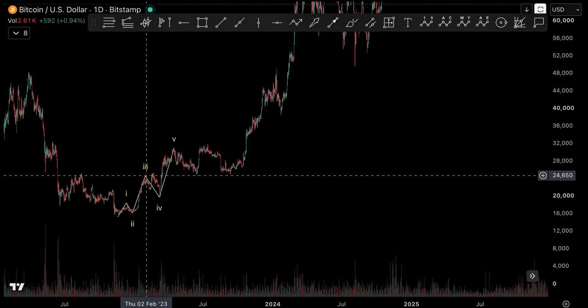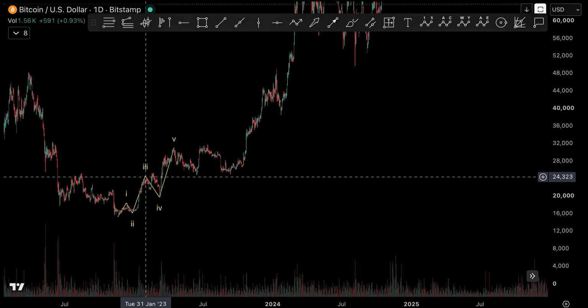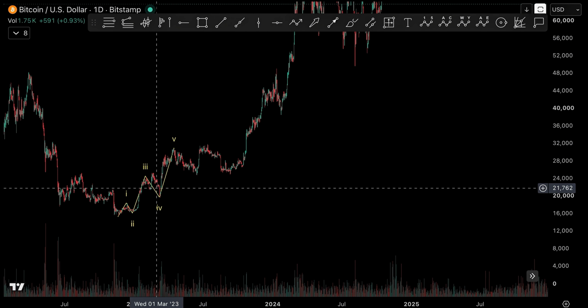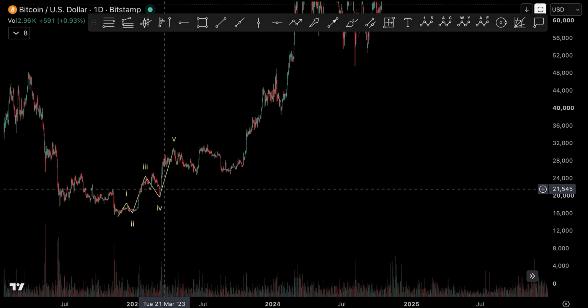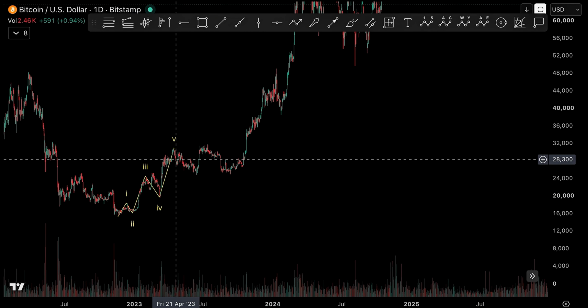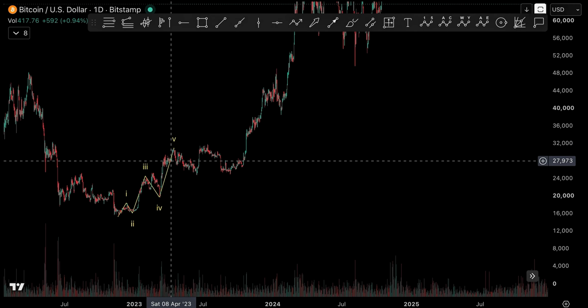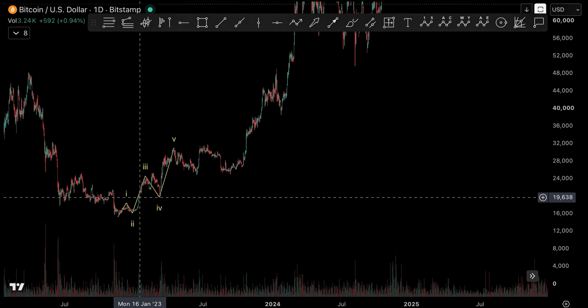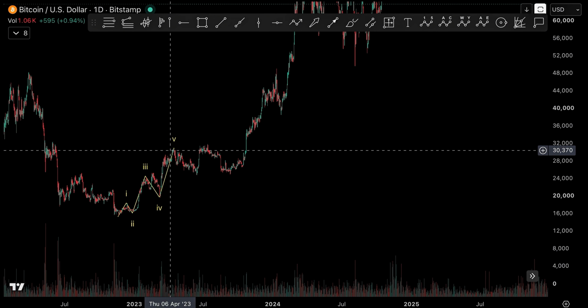So this was the A move and the B move already exceeding the beginning of this A move, and then coming back and also exceeding this A bottom here and making a new low. And then we have another 5 wave structure here: 1, 2, 3, 4, 5. If you go into a lower time frame, you can see these waves very clearly. So this is an impulsive wave up.